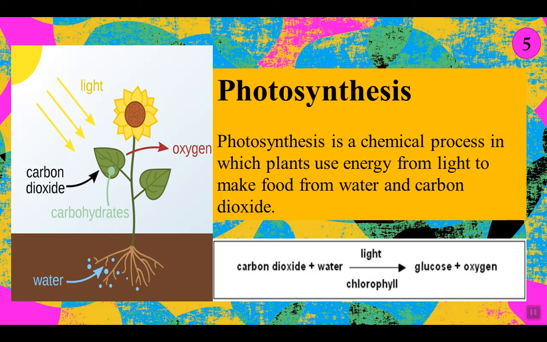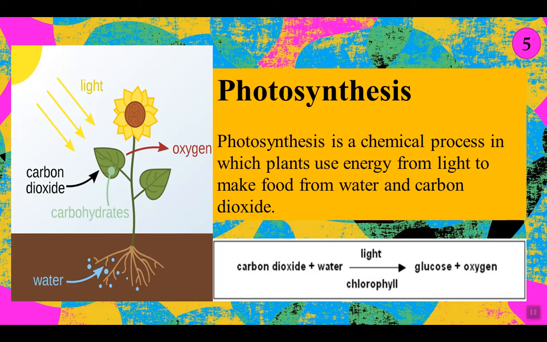So, in the first stage of photosynthesis, plants take carbon dioxide and water into the leaf. Light energy is then absorbed by chlorophyll. This light energy is then used to convert carbon dioxide and water into the sugar glucose. In this reaction, oxygen is also produced as a byproduct.